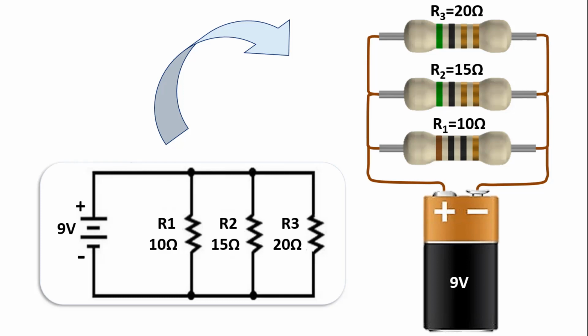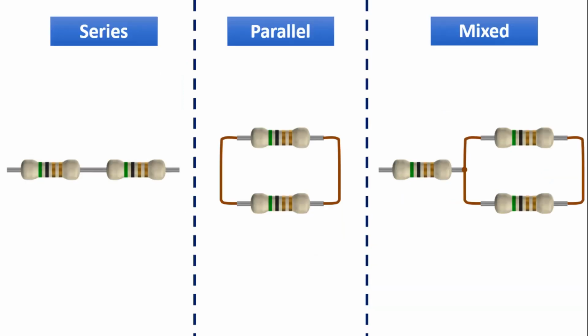At the end of this video, you will learn how to calculate current and voltage in parallel circuits. Here, I will show the parallel connection types using resistors in a direct current circuit. Components in an electrical circuit can be in series, parallel, or mixed connections. In this tutorial, I will demonstrate parallel connection.